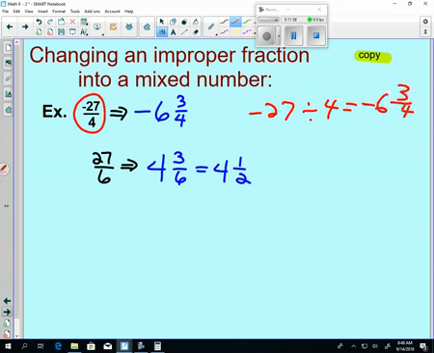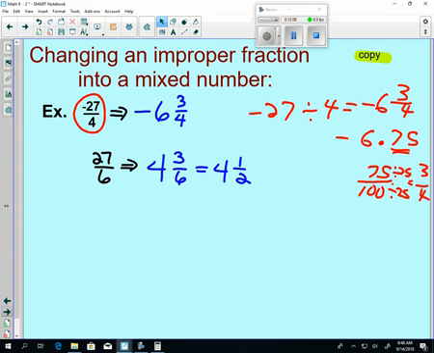Now your calculator may write it as 6.75, because it always writes it in decimals. But remember, when you have things past the decimal, that's the same as 75 over 100. And if I divide both by 25 to simplify it, I'll have 3 over 4. So that's how we get minus 6 3/4.